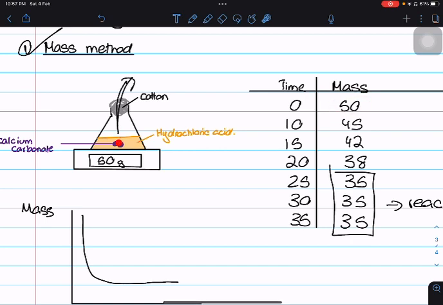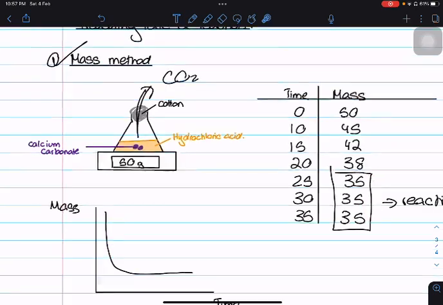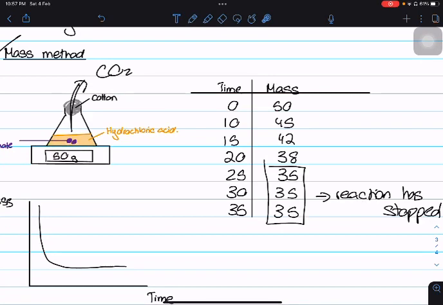The minute the reaction starts, you'll start the timer and you will then periodically measure the mass. You can see that after 10 seconds, the mass decreased from 50 to 45, after 15, 42, after 20, 38. This is because CO2 is being released and therefore the mass of the entire system would decrease. You can even notice that after a while, the mass remains constant as it plateaus at around 35. This shows that the reaction has stopped because there is no more product being formed.